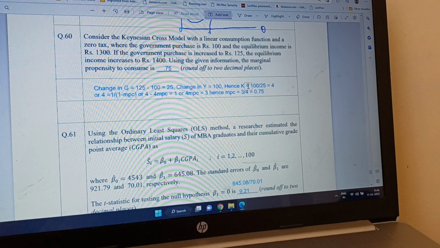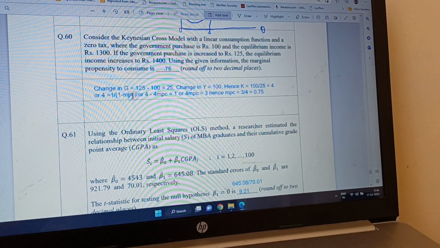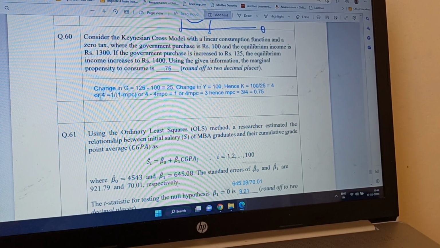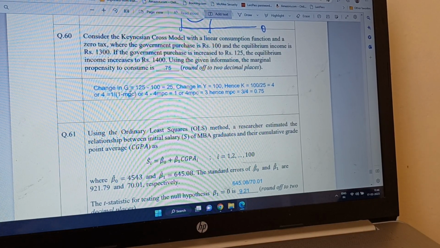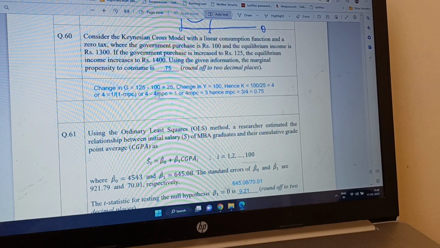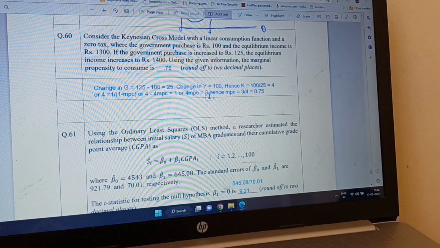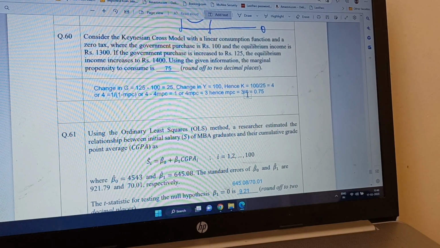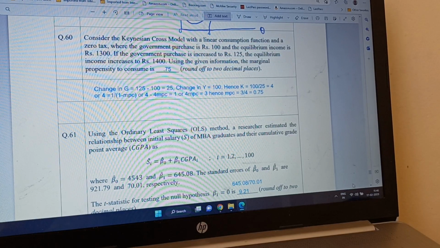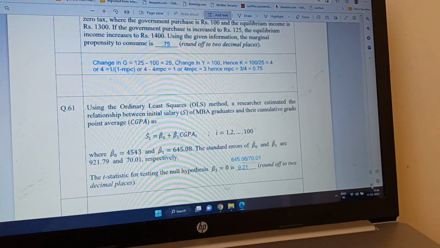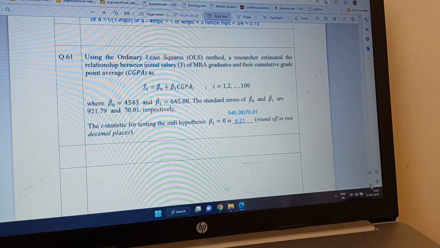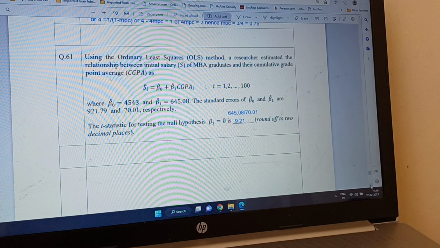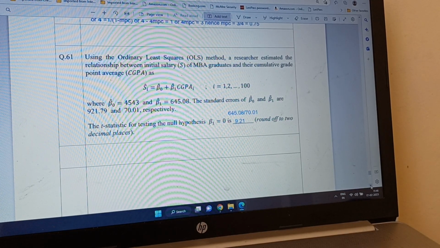So the formula of K is 1 divided by 1 minus MPC. So that way 4 is equal to 1 divided by 1 minus MPC, or do the cross multiplication. So 4 minus 4 MPC is equal to 1, or 4 MPC is equal to 3, hence MPC is equal to 3 by 4, or 0.75. So this was an easy question, needed some concepts, that's it. This one many people don't know, though it is an easy question.